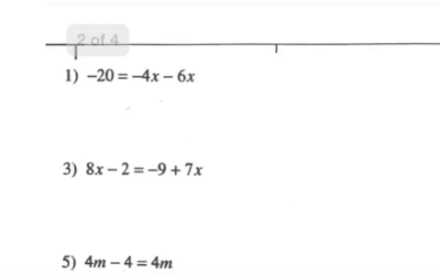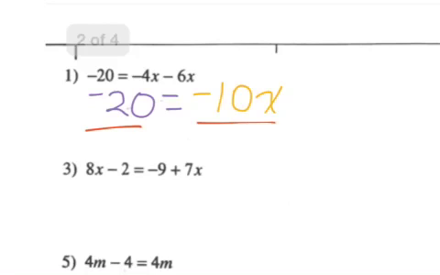So the first one, pretty easy. Just combine like terms. This is where you should be punching things into your calculator and making sure you get the proper number, the proper coefficient. -4 minus 6 makes -10x. Now I divide by -10 on both sides, and that's going to give me x is a positive 2.